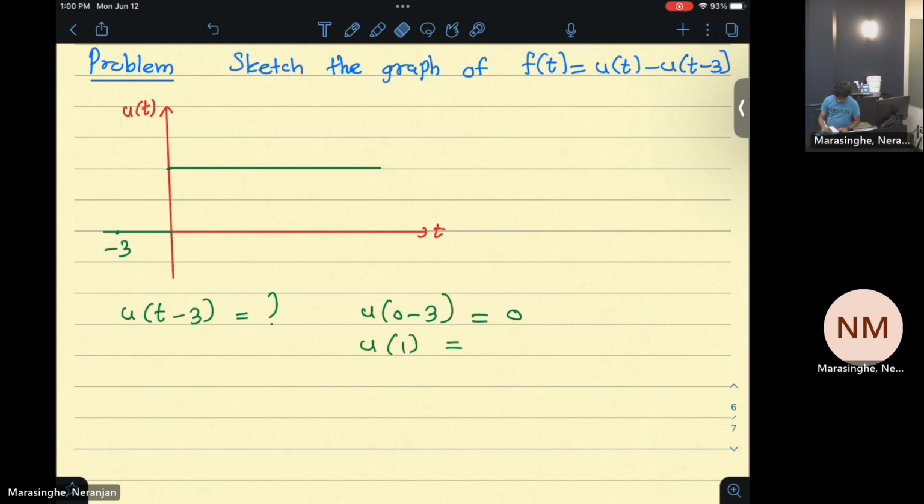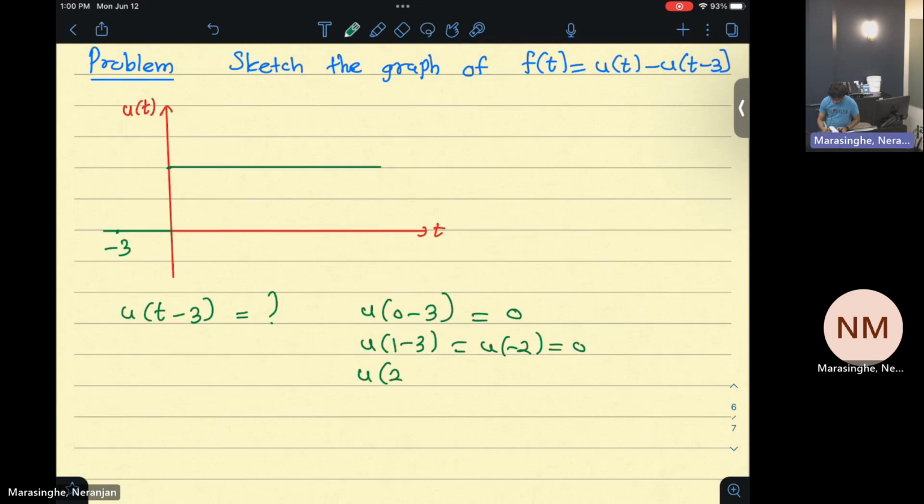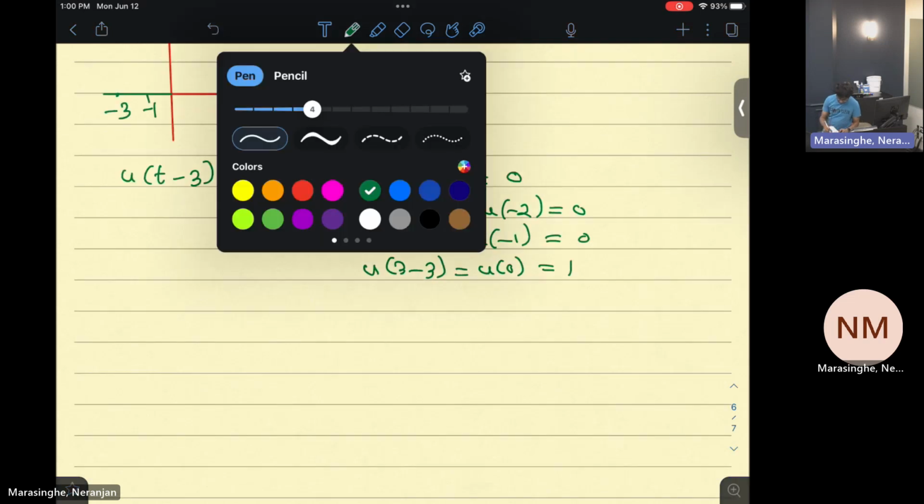It is also 0, right? That means if you plug 1 instead of 3, you get u(minus 2). That is also 0. If you plug 2, you get u(minus 1). Minus 1 is somewhere here. It's also 0. If you plug 3, you get u(0). It is equal to 1. So when you plug some value greater than or equal to 3, you get 1, and if you plug something less than 3, you get 0. So what is the shape of u(t minus 3)?